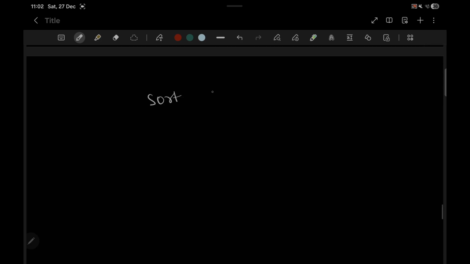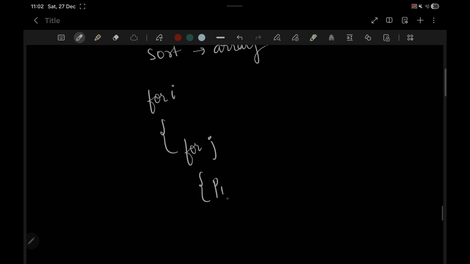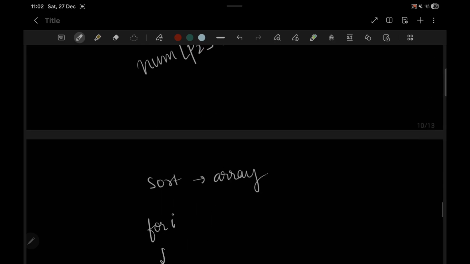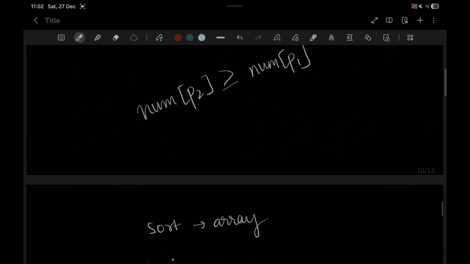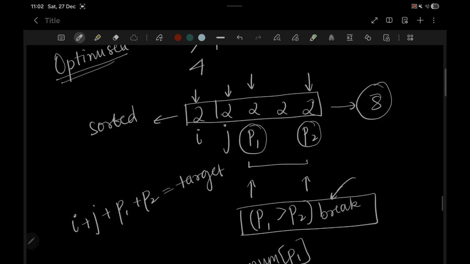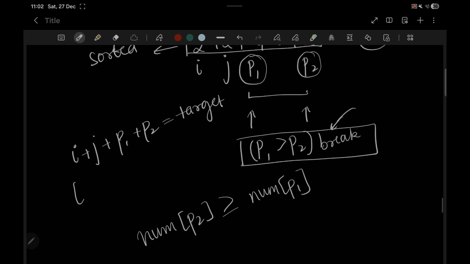So first I sort the original array. Then I use for i, for j, and then p1, p2, and then a while loop with the p1 less than p2 condition. Now this solution also has the problem of running into duplicates, because as you can see, if my i changes here, then also I'm going to get the same solution, which is 2 2 2 2 2, and this can come to me multiple times.